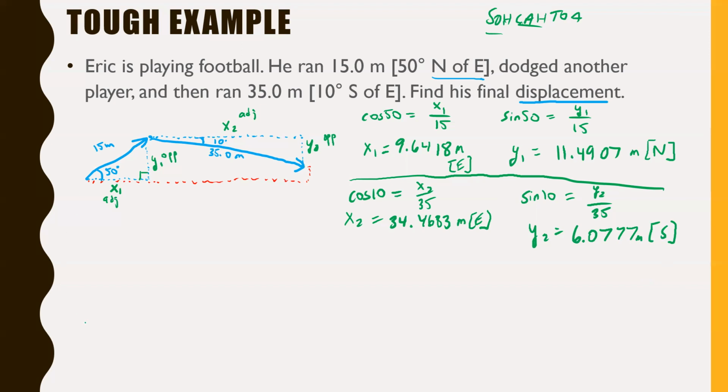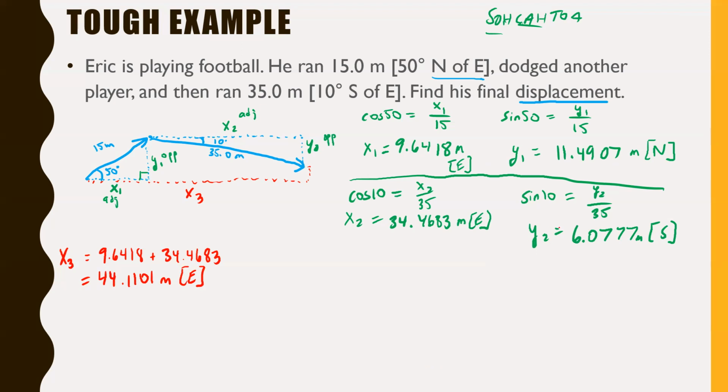So when we add all these together, and I'll do it now, just change pen color so it sticks out. When we add these together, we just need to be mindful of what direction things are going. So x1 and x2 are both going east. There's no ifs, ands, or buts about that. That means x3, which is our total amount of x all the way along here, is just going to be the sum of those two numbers. So we'll say it's 9.6418 plus 34.4683. Let's see what that gets us here. Give me a second. 9.6418 plus 34.4683. There we go. That's going to be 44.1101, and that's meters to the east. That's all well and good.